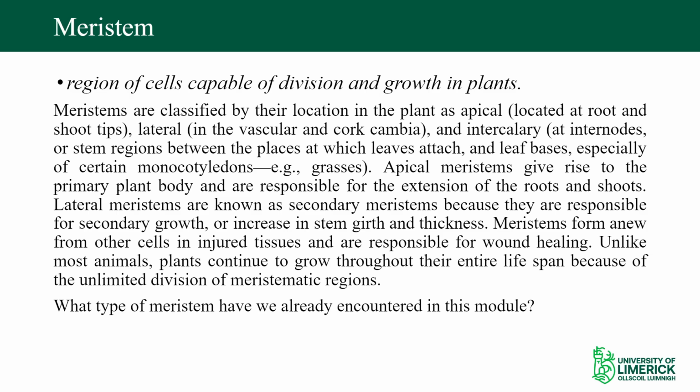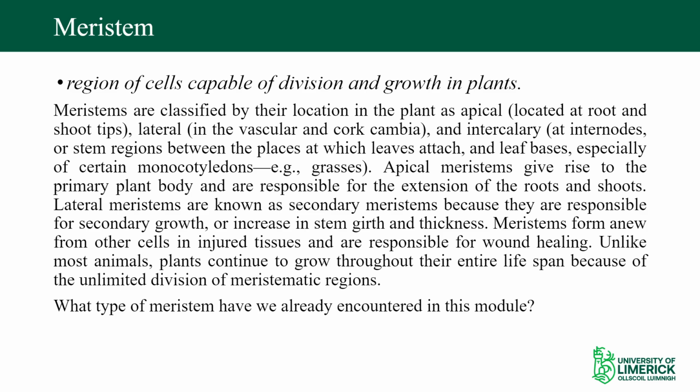Unlike most animals, plants continue to grow throughout their entire lifespan because of unlimited division of meristem regions. Right, so if you read through that, there's actually a lot of information going on in that small paragraph. The main things we need to talk about are apical and lateral meristems. They're the two things we're going to come across the most. Apical meristems are located at the root and the shoots of the tree, and that's allowing for our primary growth to take place.